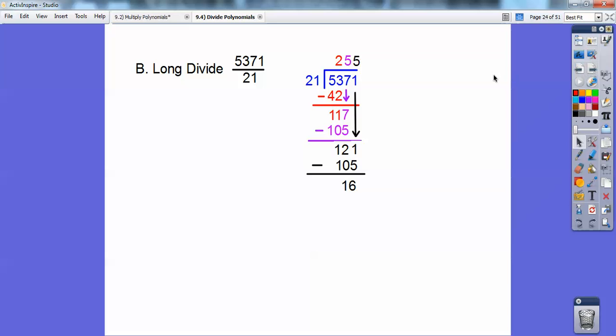And then how do you write it? I want you to write it as a mixed number. Don't give me this R stuff. That won't make any sense right there. So write it as a mixed number. So start at the top, 25 and 16 over 21. Okay, so 25 and 16 over 21.